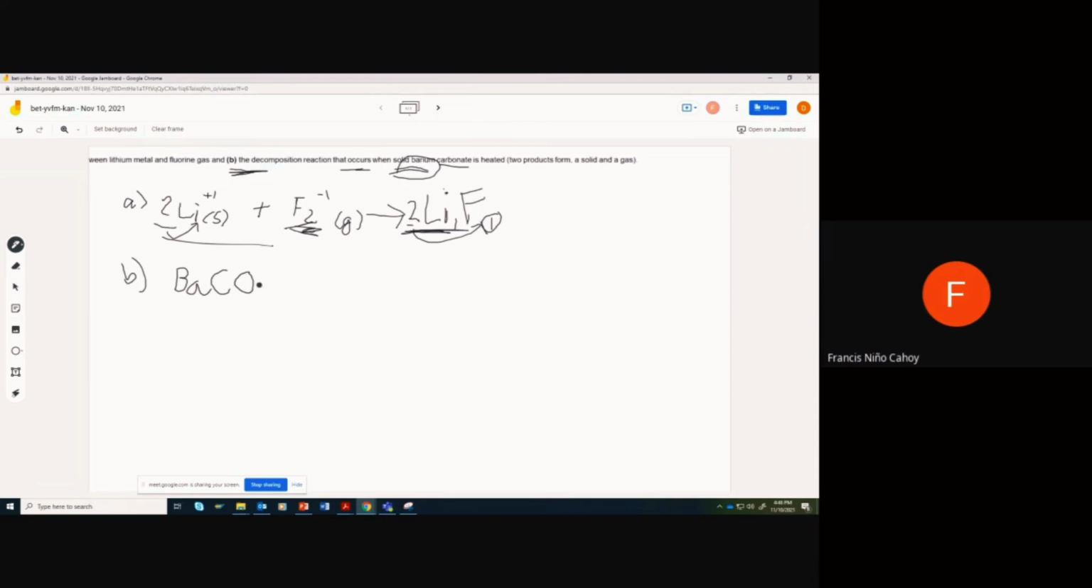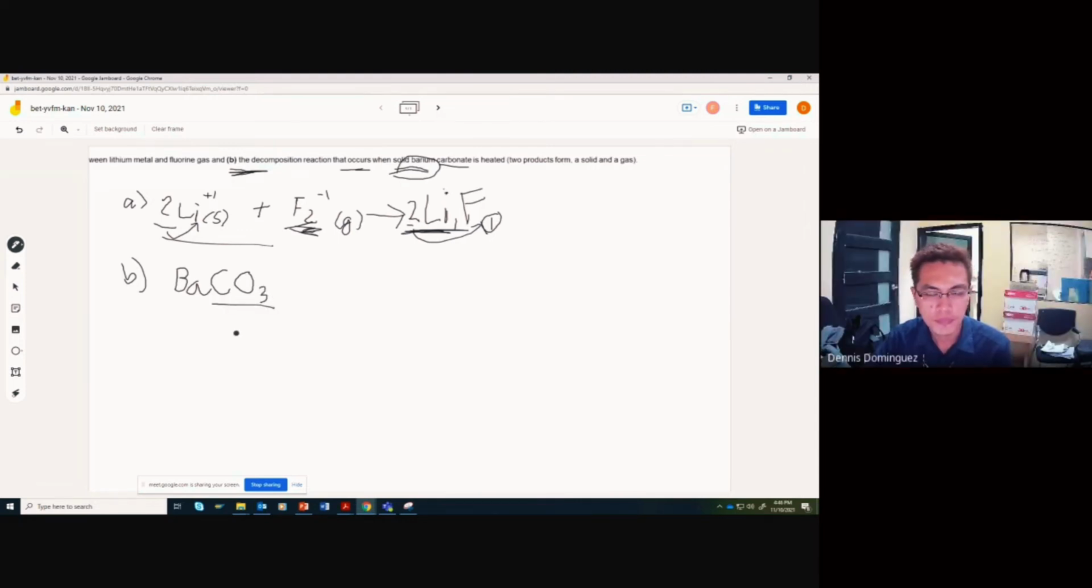CO3. That's carbonate. So barium carbonate plus decomposition. So here is the arrow. It decomposes into a solid. That is the state. It has two products, which is a solid and then a gas. Now, for a decomposition reaction, the components of barium carbonate always break apart into two.